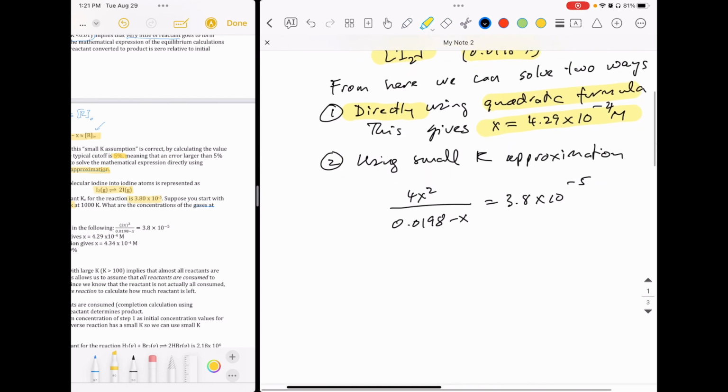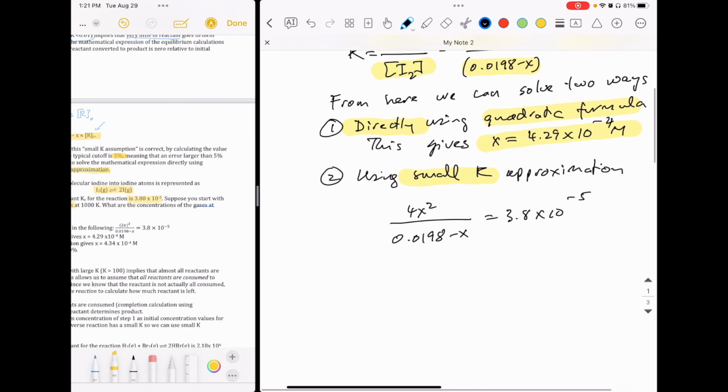The second method is the approximation method. We start with this expression, which is the product over reactant concentration equals the K value.